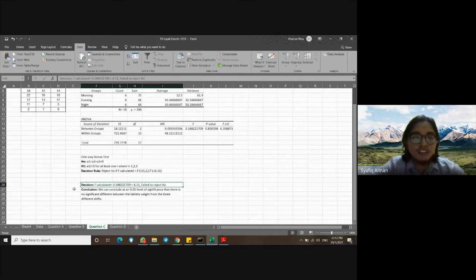So the conclusion that we get is we can conclude that at alpha equal to 0.01 level of significance, there is no significant difference between the tablet weight from the three different shifts, which are morning, evening, and night.